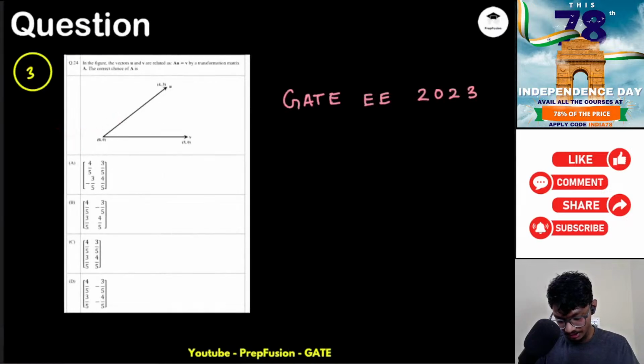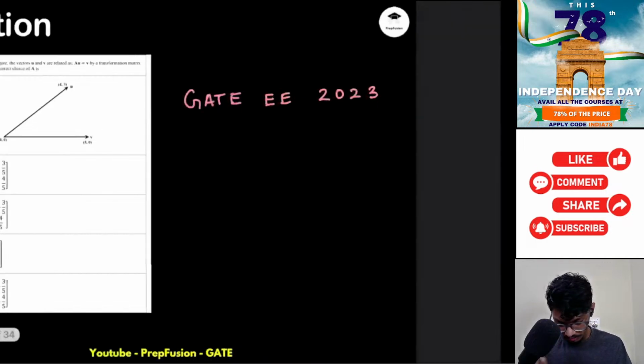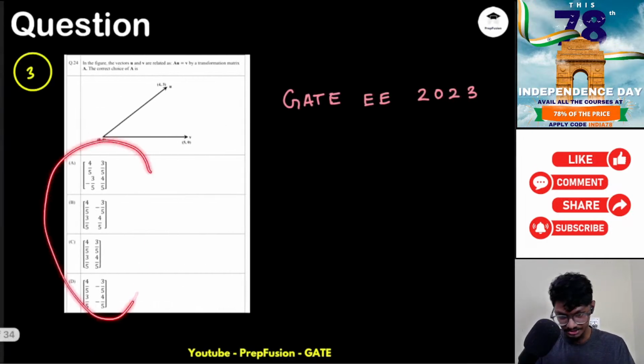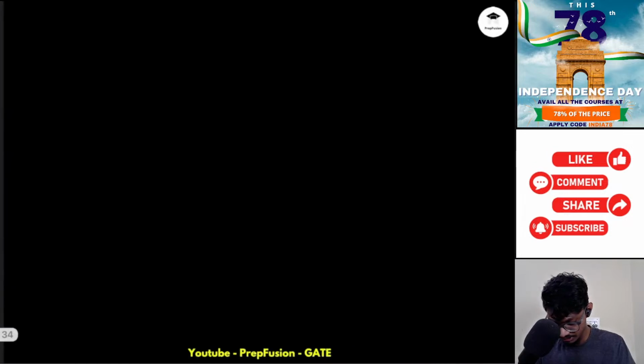This I have taught in my lecture on the rotation matrix. I taught about the matrix but haven't solved this question, so I will try to solve it. Here as well, you can solve this using two methods: either you remember the rotation matrix or you don't. If you don't, you can check all the options. That is method one, check the options.